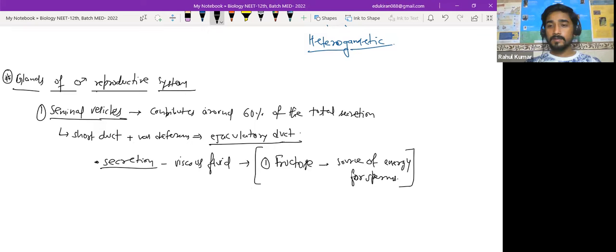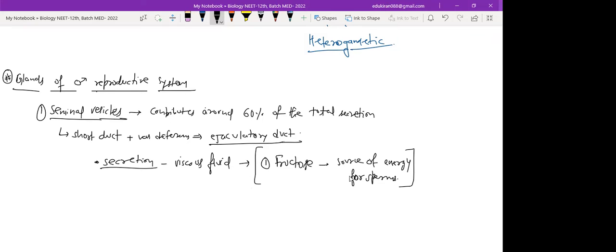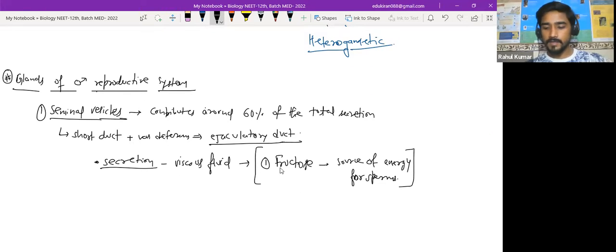Is it clear, everyone? Yes or no? Yes, sir. First thing it contains is fructose. Write down the second thing: prostaglandins. The second thing that the seminal vesicle secretes is prostaglandins. This word is not there in NCERT, but what it does is written in one line, so you should know it.